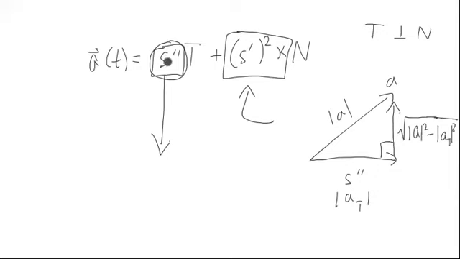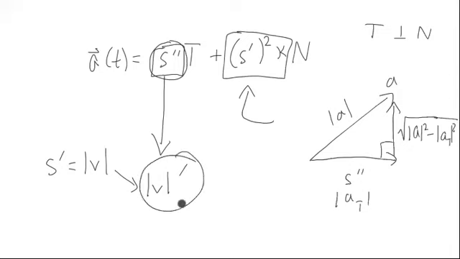And just remember that s double prime, the way we get that is first we compute s prime, which is just the absolute value of v. And then we take the derivative of that with respect to t. So it's really the absolute value of v prime that is equal to the tangential component. So this is really all you need to remember. Compute the absolute value or the length of v and take the derivative of it, and that is the tangential component. To get the other component, just use the Pythagorean theorem.